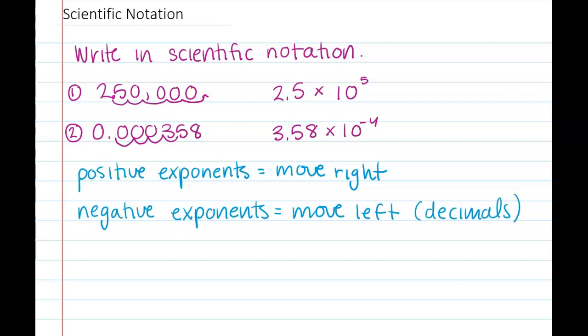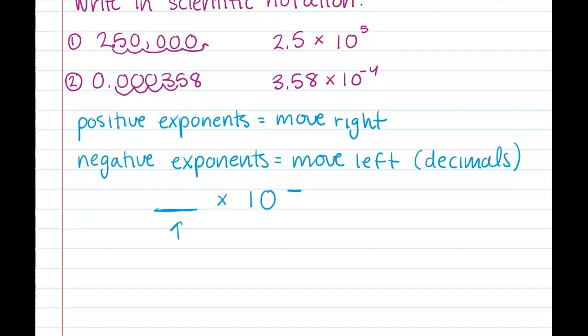In the general form, we always have some number times 10 to some power. And that number always has to be a single digit number, because that's just the notation. That's just the convention of how this works. Whoever came up with scientific notation, it wasn't me.